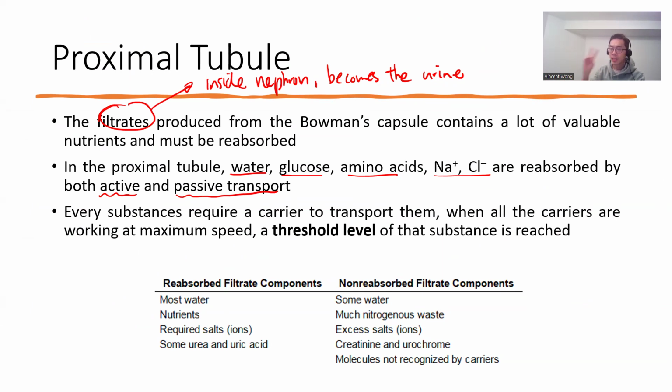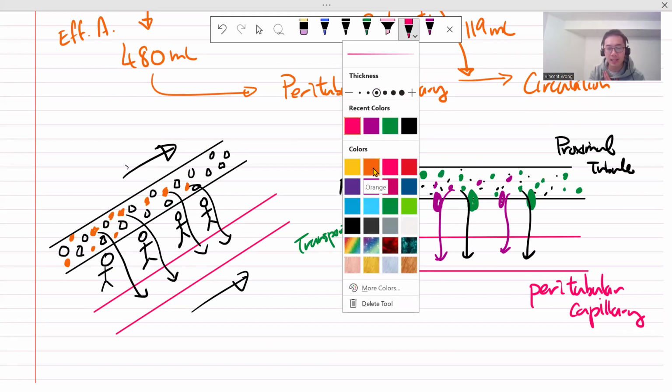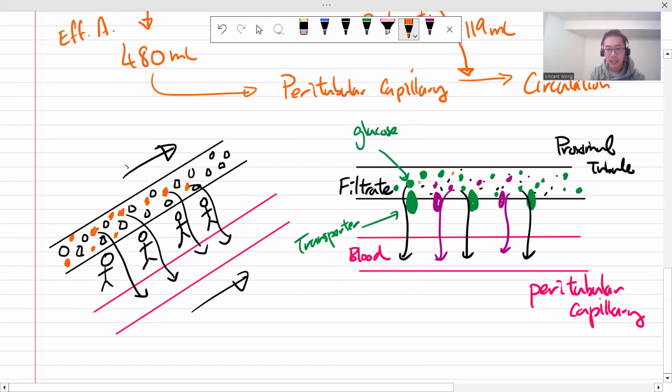Now, thirdly, because you need to have a transporter to take the things back, sometimes we might consume things from food or drinks that contain substances that we do not have a transporter for. If we don't have a transporter for it, then we won't be able to take it back to the blood. It will stay in the filtrate. An example of that is caffeine. If you drink coffee, all the caffeine is just going to stay in the filtrate, and then you're just going to pee it out.